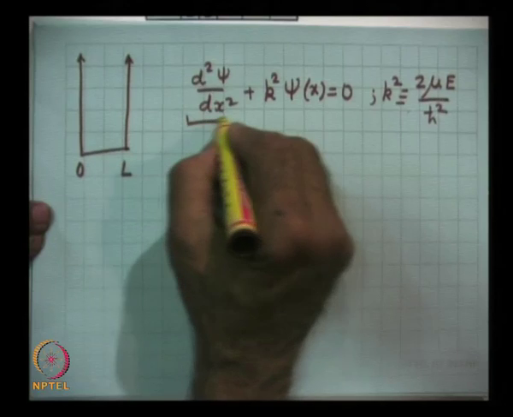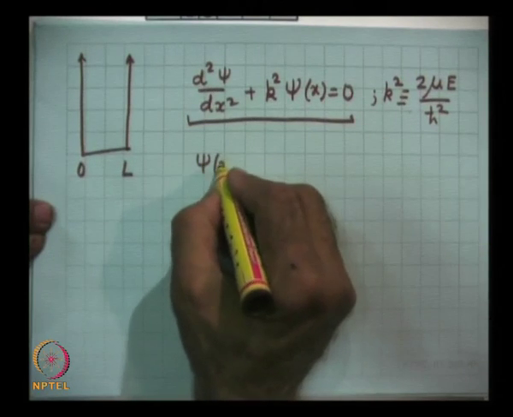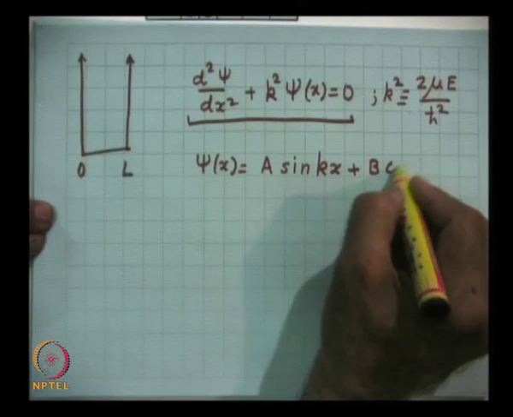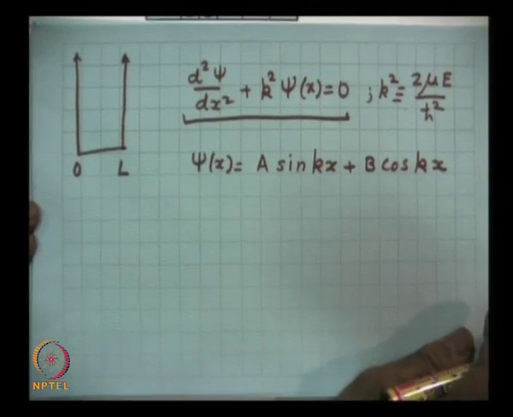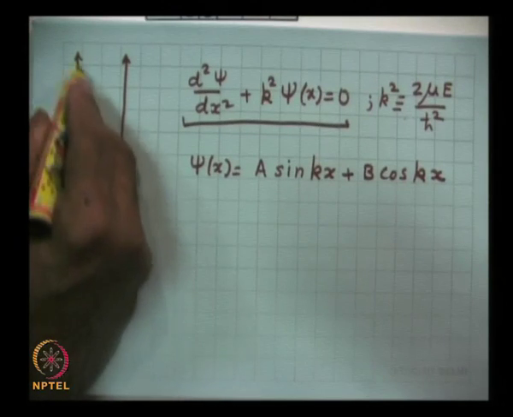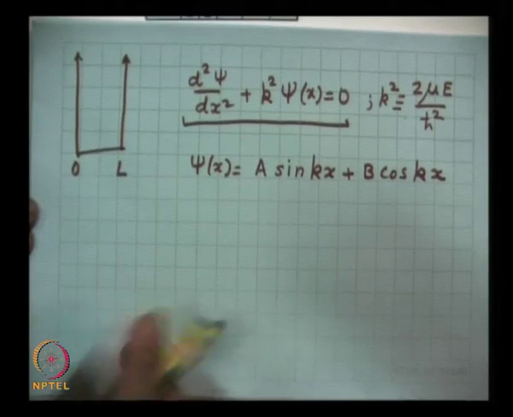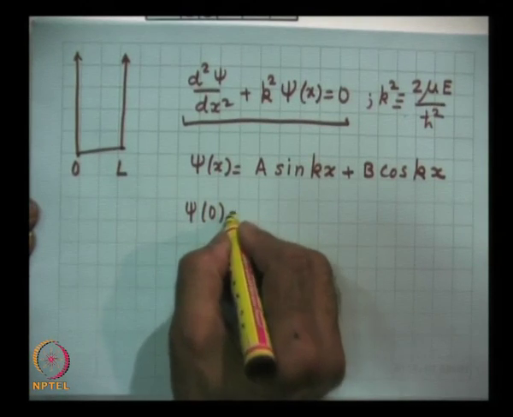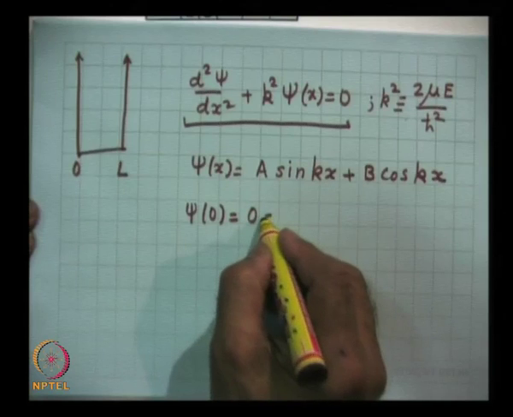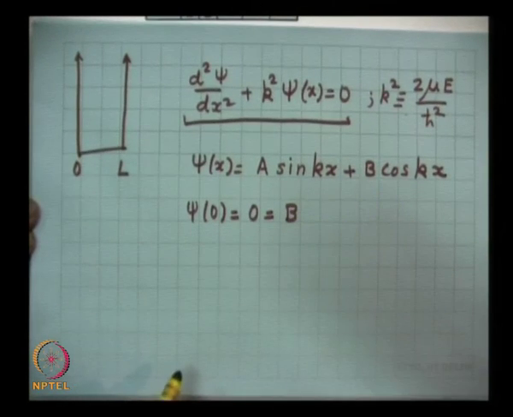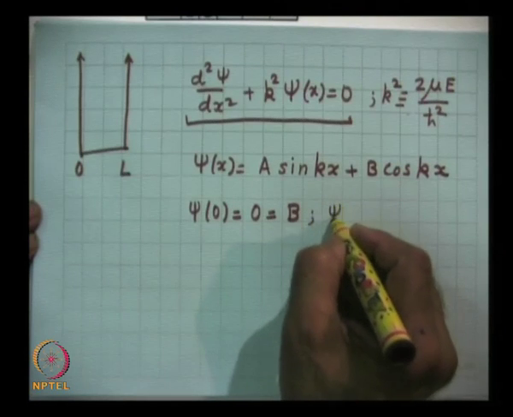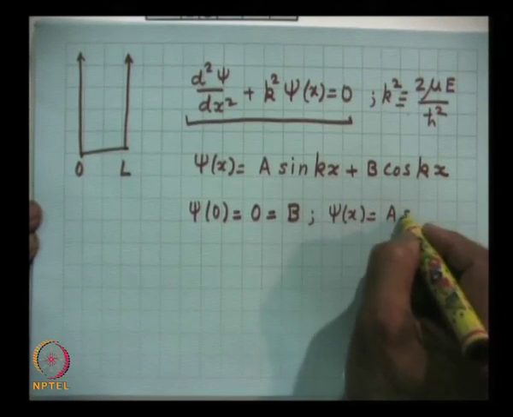The solution of this equation is very simple, as you all know: psi of x is equal to a sin k x plus b cos k x. Now, the wave function has to vanish at x is equal to 0, because the particle cannot tunnel, cannot go outside the well. So, psi of 0: sin of 0 is 0, cos of 0 is 1. So, psi of 0 is 0, and that must be equal to b. So, b is 0. So, the solution of my Schrodinger equation is a sin k x.